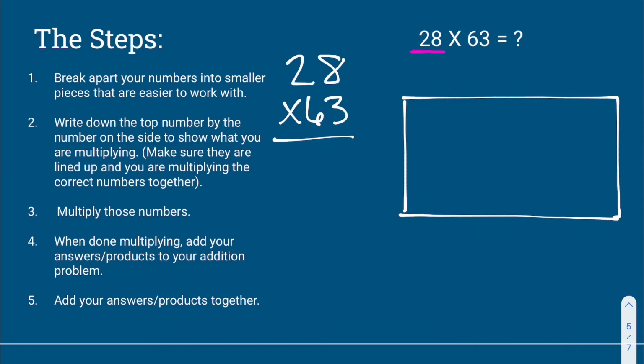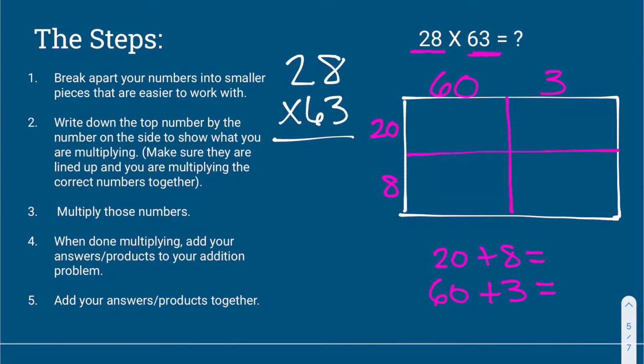Did you say 20 and 8? If so, you were right. So let's break this box apart into 20 and 8. Now let's look at the 63. How would you change that into expanded form? Did you say 60 plus 3? If so, you're correct. So we have to break that box into 2 pieces and put 60 and 3. And now we are done with step 1.